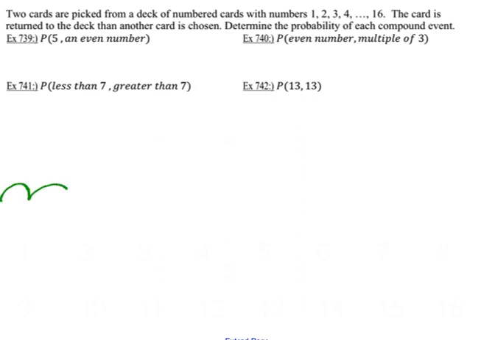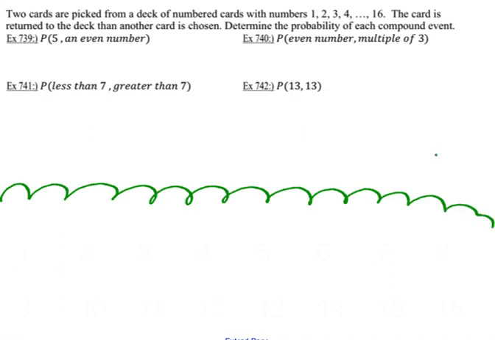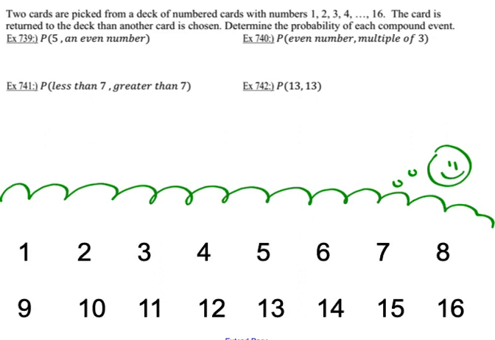Now, I want you to kind of think in your head about these numbers. In fact, to make it easier for you to understand where I'm getting these from, let's say you're thinking about these numbers. Here they are. Those are the cards. They're numbered 1 through 16. Now, the first event is picking a 5. That has a 1 in 16 chance of happening. The second event is picking an even number.